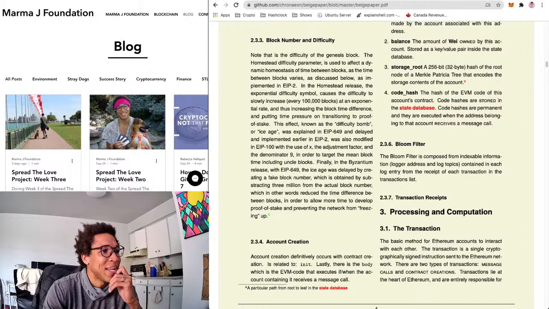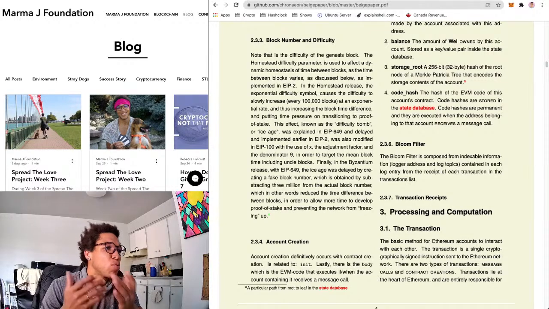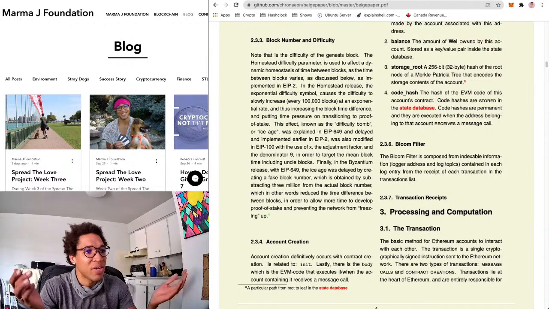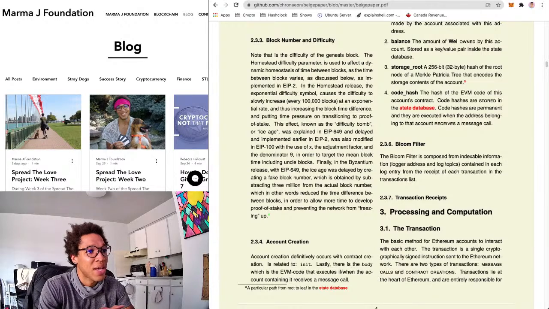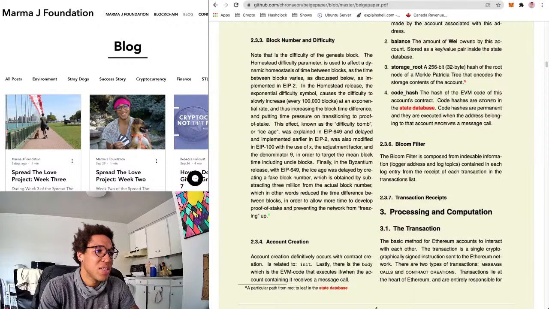Oops, I disconnected for a second. I'm back. Of time between blocks. As the time between blocks varies, as is discussed below, and as implemented in EIP-2 in the Homestead release, the exponential difficulty symbol caused.